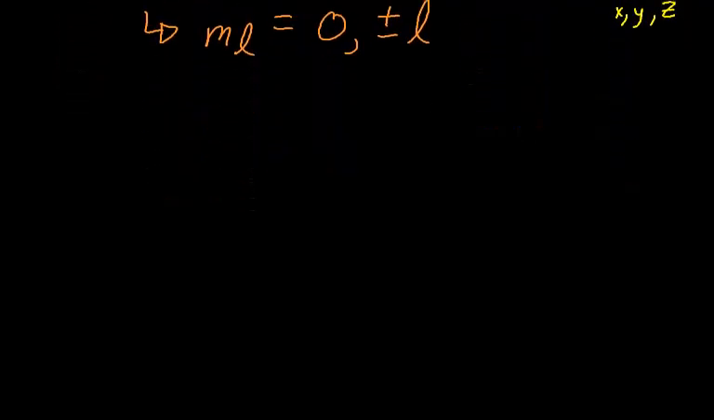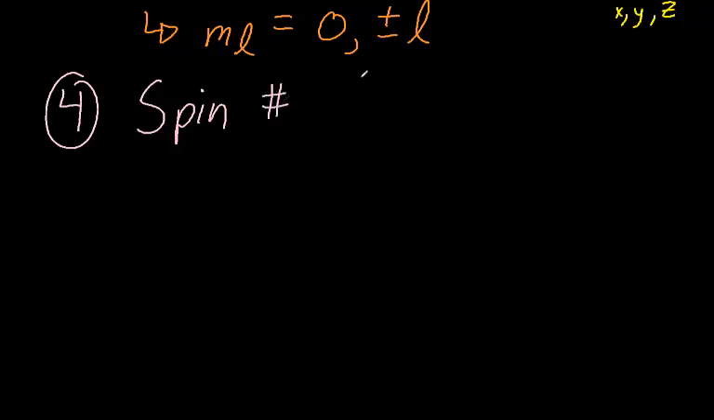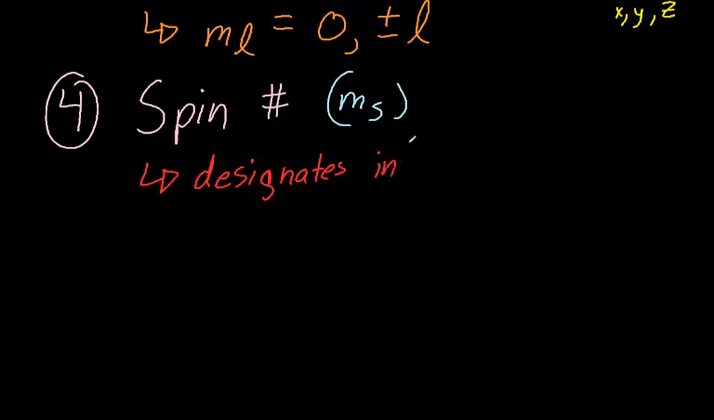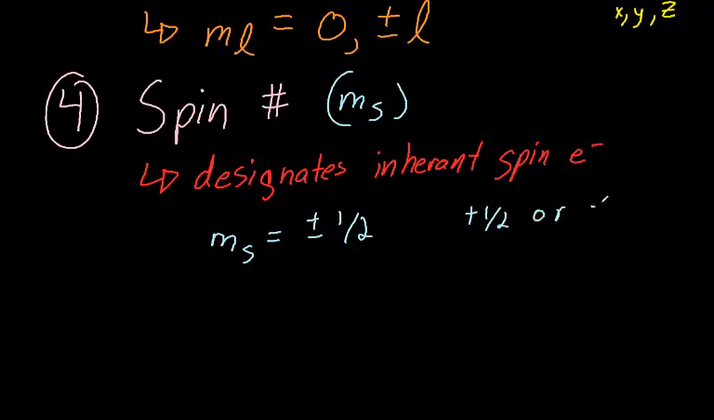The final quantum number is, I guess, the easiest, number 4. It's the spin number, denoted as m sub s, and it simply designates the inherent spin of the electron. And so m sub s can equal plus or minus 1/2. So it's either going to be plus 1/2 or minus 1/2.